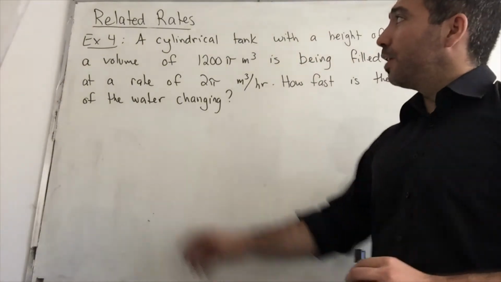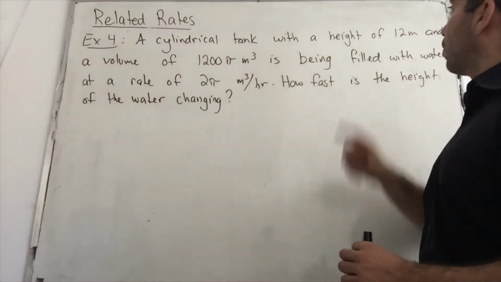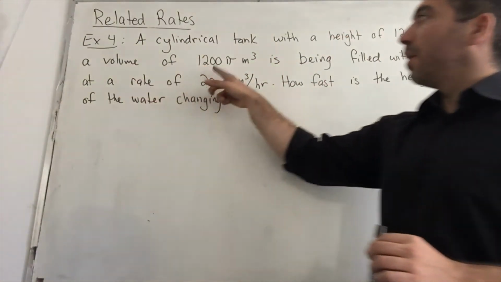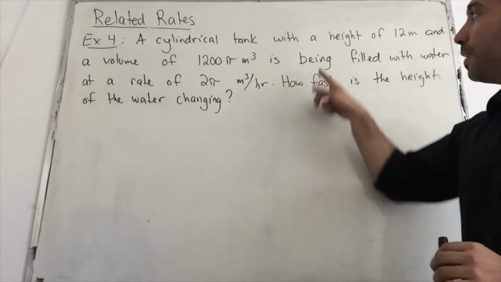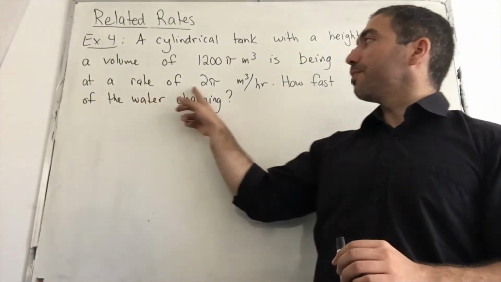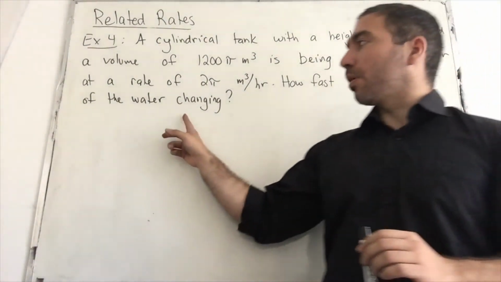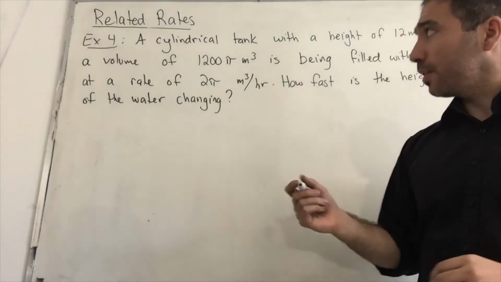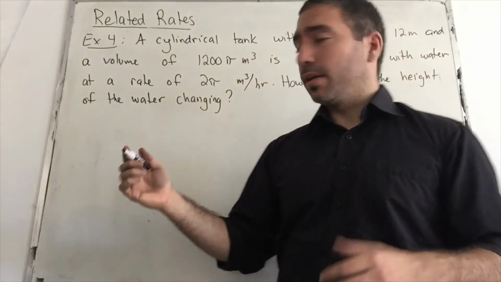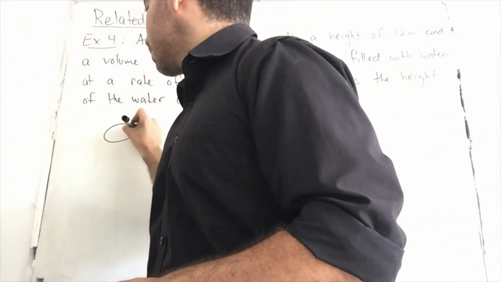So in this example here, we have a cylindrical tank with a height of 12 meters and a volume of 1,200 pi meters cubed is being filled with water at a rate of 2 pi meters cubed per hour. How fast is the height of the water changing? Let's go ahead and do that. So we're starting off with a cylindrical tank. So let's go ahead and draw our cylinder.